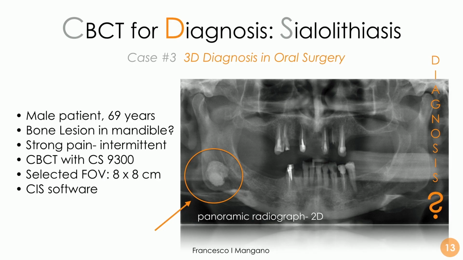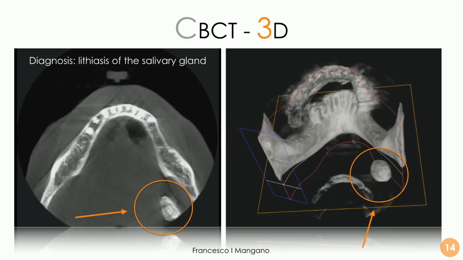Here is another example from this panoramic radiograph. It's very difficult to make a proper diagnosis. We have this lesion in the mandible. Maybe there was strong pain. So what kind of lesion is this? We absolutely don't trust the 2D radiograph in this case. There's a need for a 3D examination, and with cone-beam computed tomography everything becomes very clear.